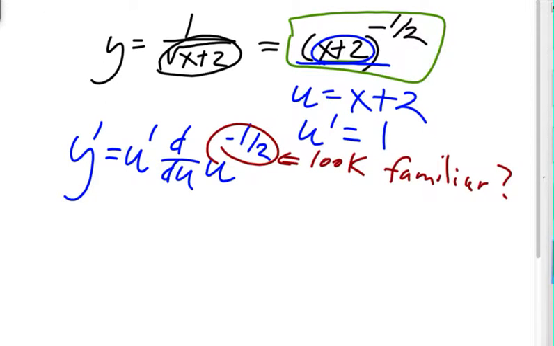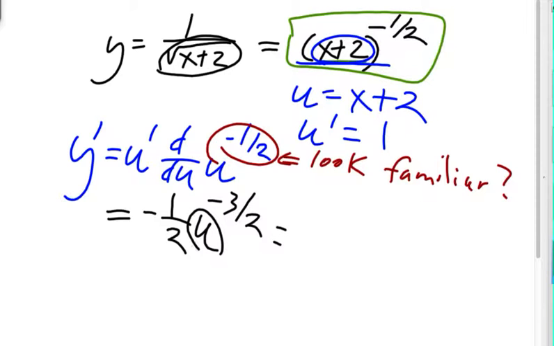Okay, so now we come back in and we substitute back in. u prime is 1. Well, that's easy. Take the derivative of this. It's going to be negative 1/2 u, and then I subtract 2 halves, negative 3 halves. And I substitute back in for u, which was x plus 2. It's going to be negative 1 over 2 times, and I'm going to have the square root of (x plus 2) cubed.